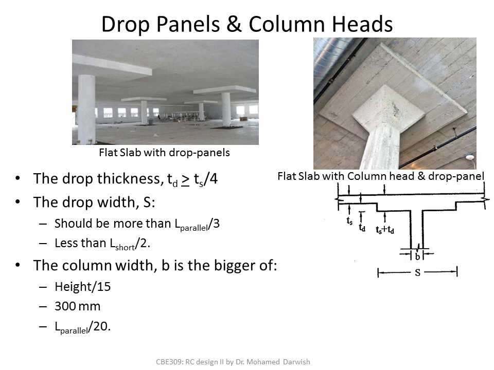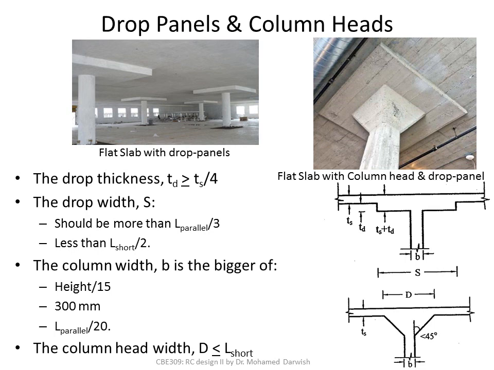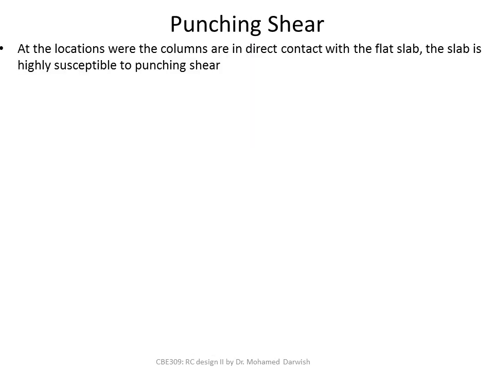The column width, as mentioned previously, should satisfy that the clear height should be the bigger of the clear height over 15, 300 millimeter, and the parallel dimension over 200. The column head width, if you are using a column head, should not exceed the shorter dimension, which is actually the shorter span, which is making sense. I mean, you could not take a dimension that's more than the span. So practically speaking, this is the maximum dimension of the column head width.